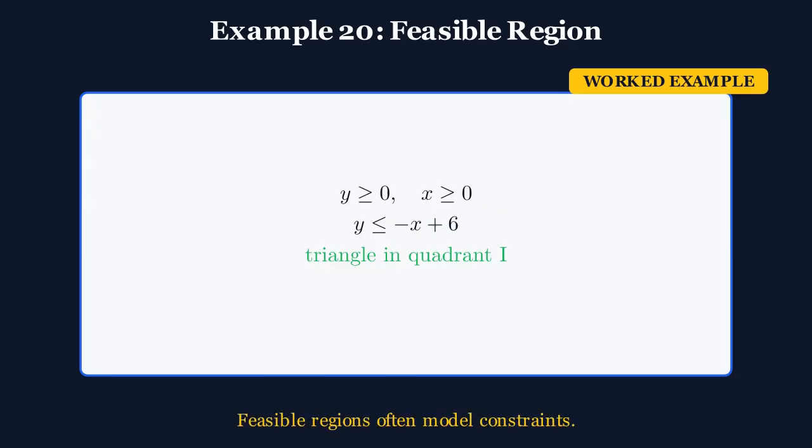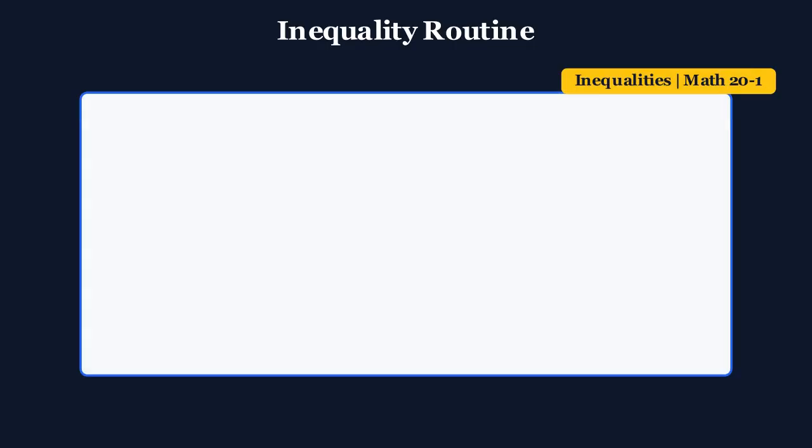Great work! For inequalities, identify the boundary, decide solid or dashed, test a point, and shade. For quadratic inequalities in one variable, factor, find roots, and test intervals. For systems, the solution is the overlap.